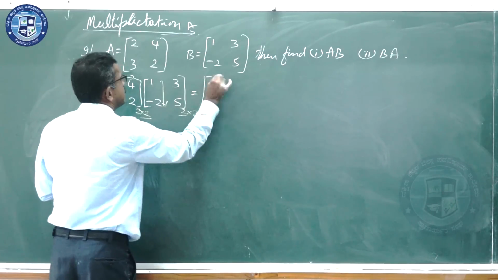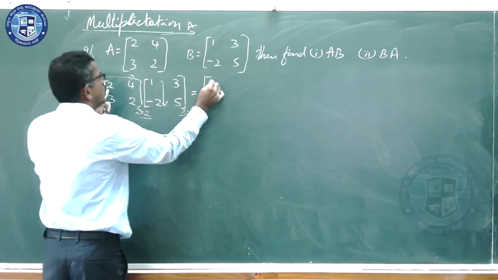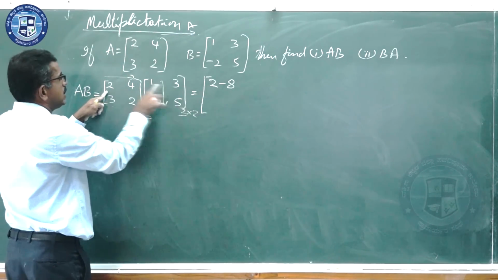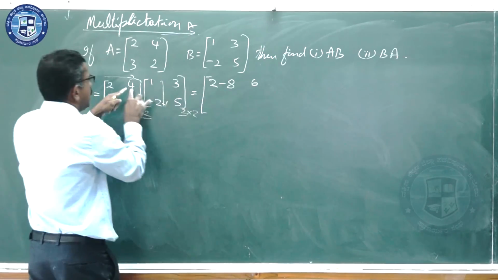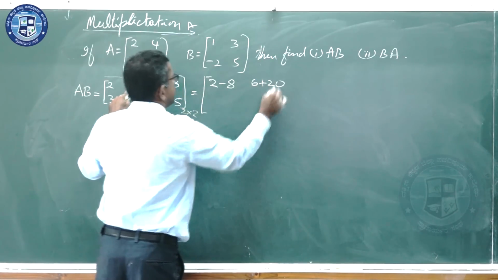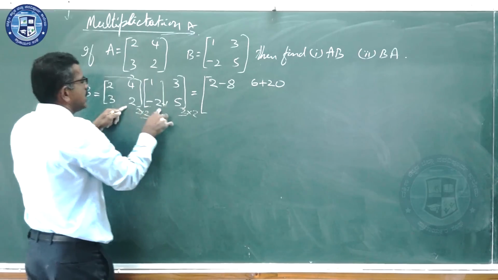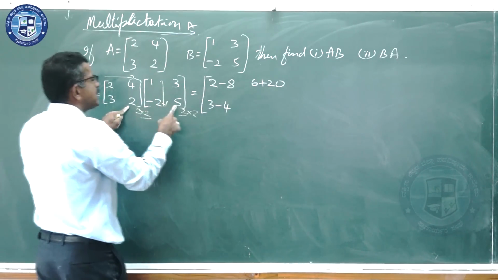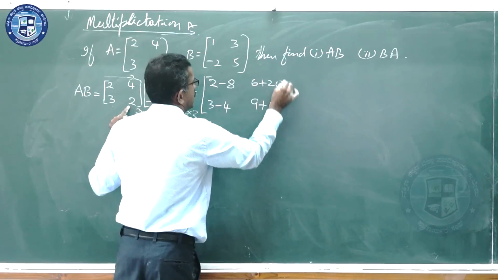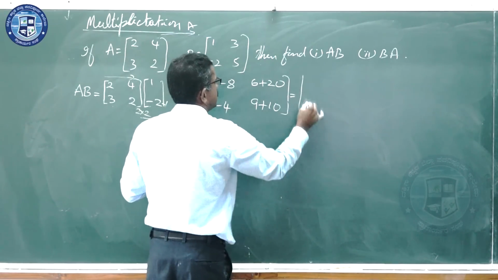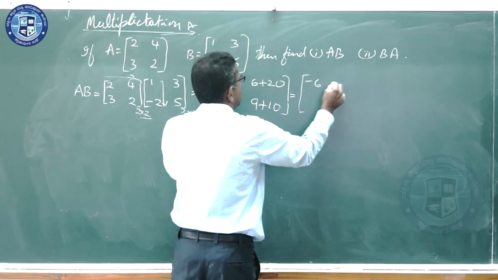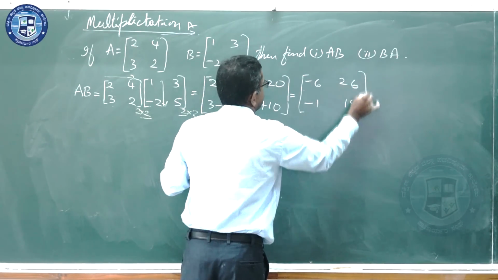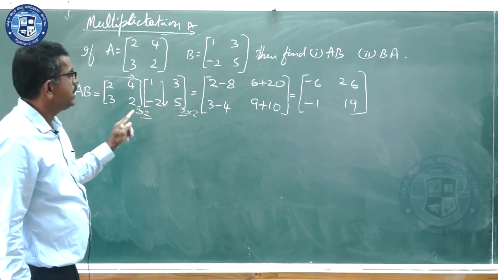What do you expect here? First, 2 ones are 2. 4 into minus 2, it is minus 8. And the second element here, 2 threes are 6. 4 into 5, it is 20. 3 ones are 3, then minus 4. We have here 9 plus 10. And that would be minus 6, 26, minus 1, 19. That is A into B.